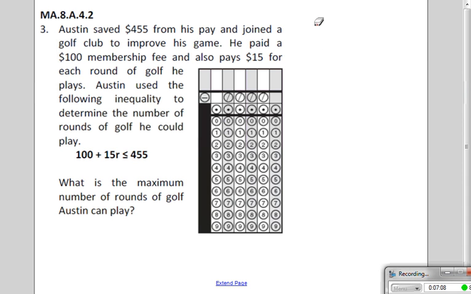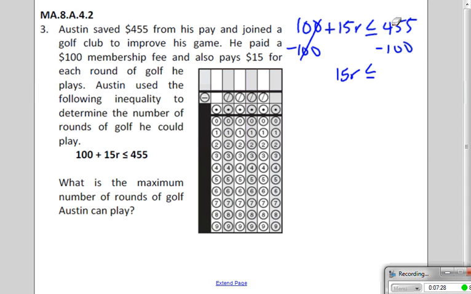Well, to do that, we just simply need to solve this inequality. So 100 plus 15R should be less than or equal to 455. To solve this, we're going to subtract 100 from both sides. These will cancel. And so we have 15R should be less than or equal to 455 minus 100, which would be 355. Divide both sides by 15. These will cancel. And so R will be less than or equal to 355 divided by 15.